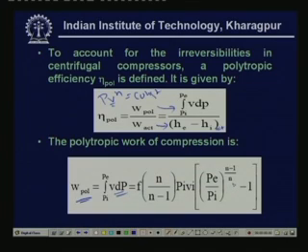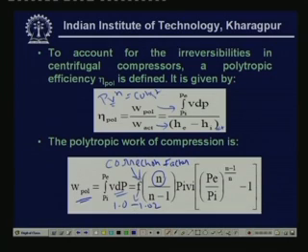Now, let me explain the terms. This F is a correction factor. This takes care of the variation of the index n during the compression. And this factor is actually negligible. It is found that its value varies from 1 to 1.02. That means the maximum error will be about 2%.